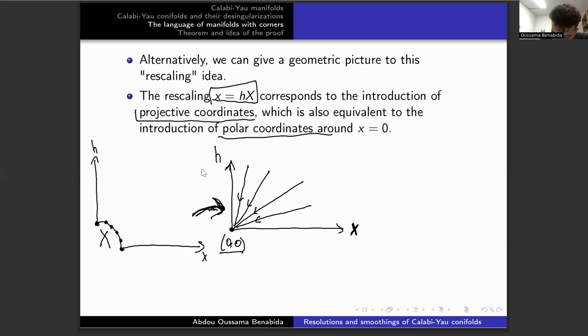What before was a family of functions f_h of x is now just a function of two variables, h and x. And then we resolve this by introducing polar coordinates around (0, 0) in this new parametric space.